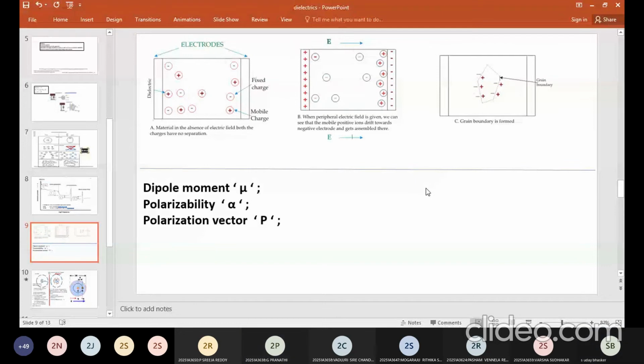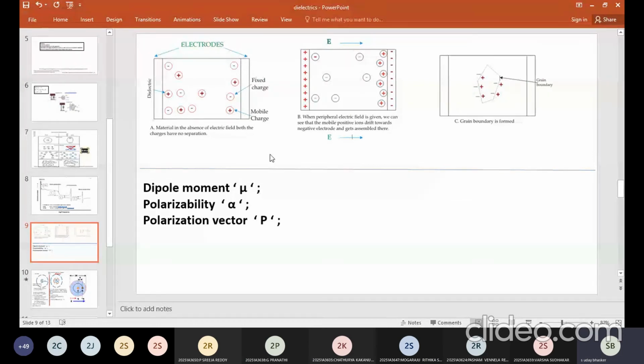In the right hand figure, what happened? Drifting of ions. Which ions are drifting, negative ions or positive ions? Positive towards the negative, sir. Beautiful. Please understand it is already written over here: negative ions are fixed and the positive ions are mobile.